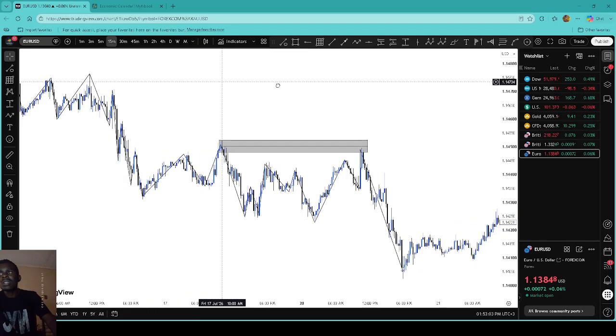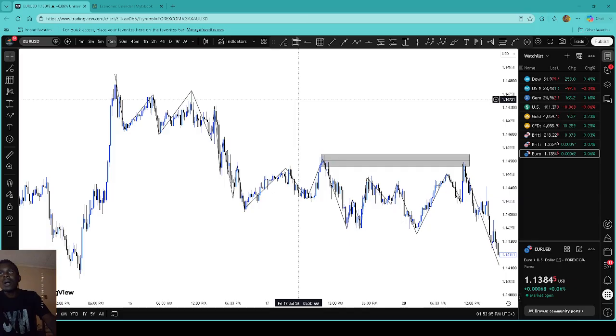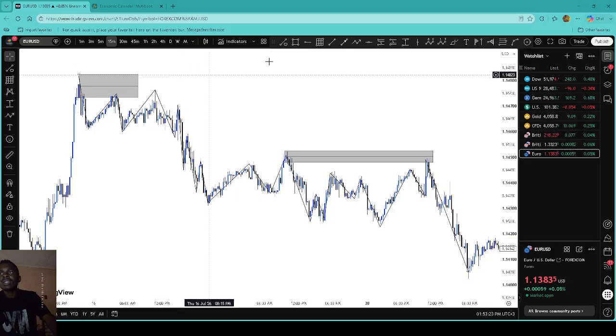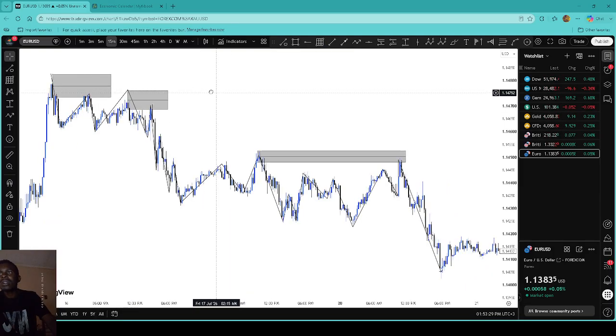Now we have a few order blocks still. Order blocks are created, I think I always identify them as the last candle before an impulsive move. For example, like this one, that is an order block. Again, there's this one. This one's an order block.